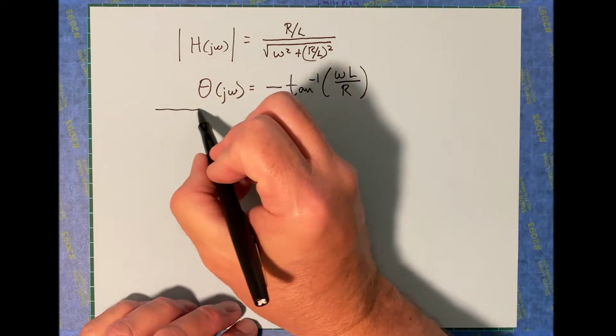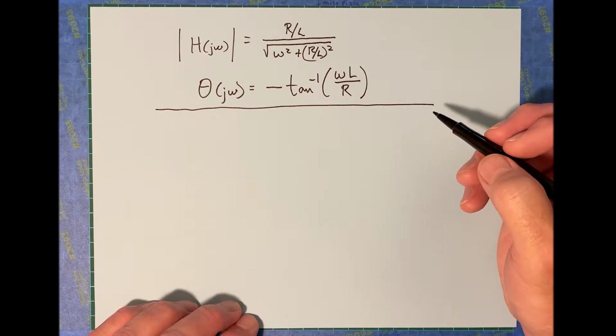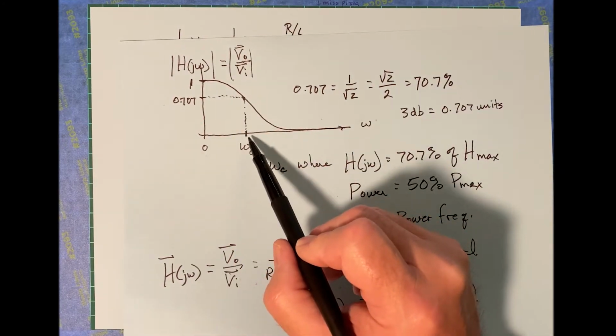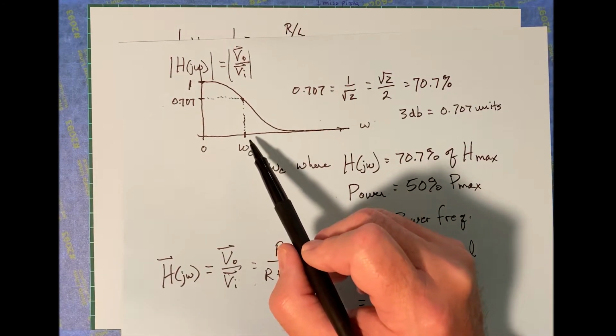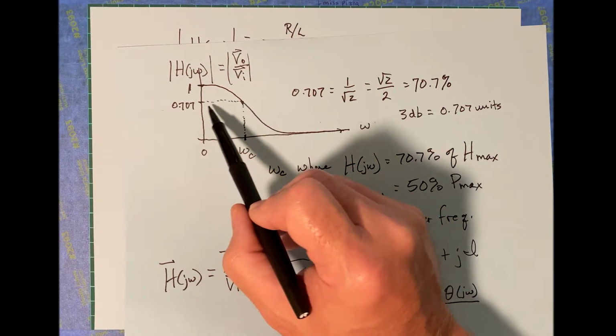But what we want to know is how do you find that cutoff frequency, because that's probably something that's going to be important to us, especially if we had to build a low-pass filter. How do we find that cutoff frequency?